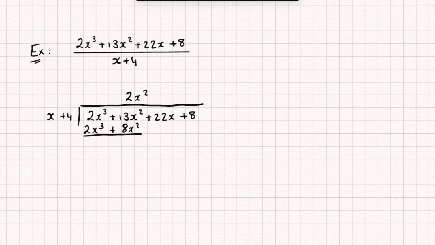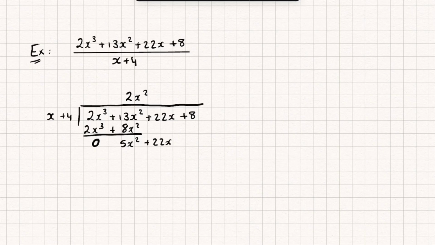We draw a line like this, and now we take this term here and subtract this one. 2x cubed minus 2x cubed is just 0. Then we take 13x squared and subtract 8x squared. What's that? That's going to leave me with 5x squared, so I'll write that underneath. We then bring down this term here, so we have plus 22x.